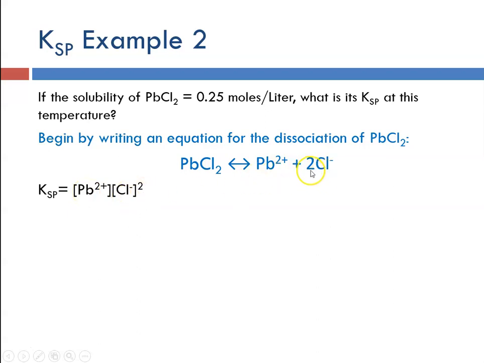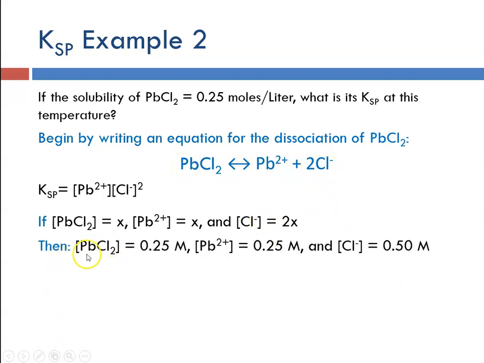Why is there a 2? Because of the coefficient. So now, if the lead 2 chloride concentration is X, then the concentration of lead ions is X, and the concentration of chloride ions is 2X, because you get twice as many chlorides for every mole of lead chloride. So now we can plug in these values. If lead 2 chloride is 0.25, then lead is the same, 0.25, and chloride ion concentration is twice that. So 2 times 0.25 is 0.50 molar.